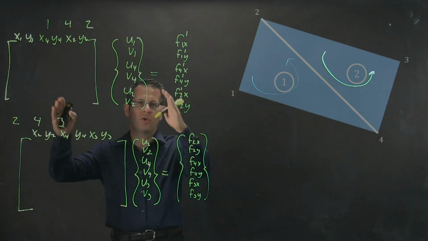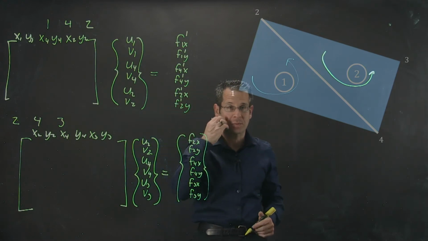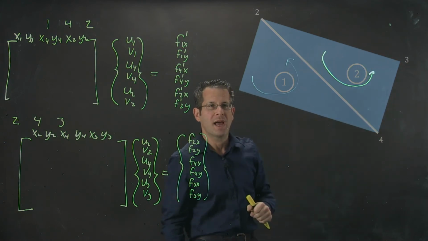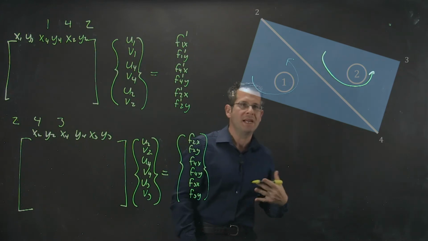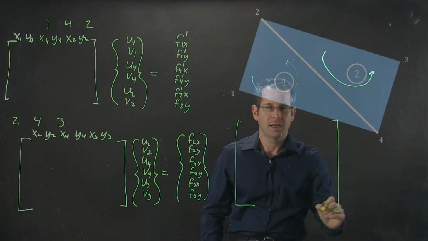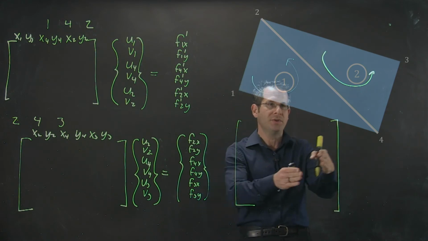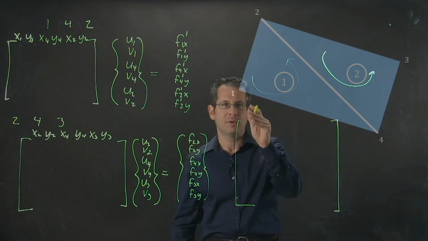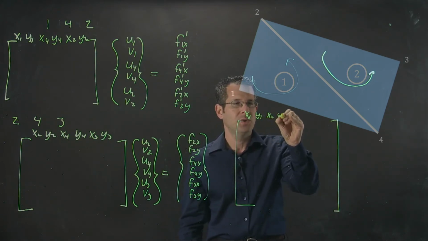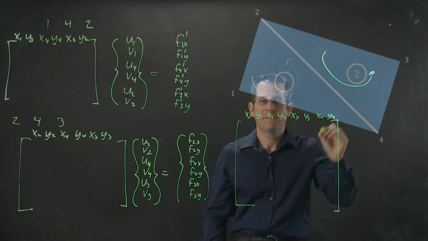Now that I have my local problems, I can form my global stiffness matrix and my global force vector. My global stiffness matrix, since I have 4 nodes and I'm solving for x and y displacement at each node, will be an 8 by 8 matrix. Now I'm in the global system, so I want this to be labeled 1, 2, 3, and 4. Along the top, I will label the columns of this matrix x1, y1, x2, y2, x3, y3, x4, y4.